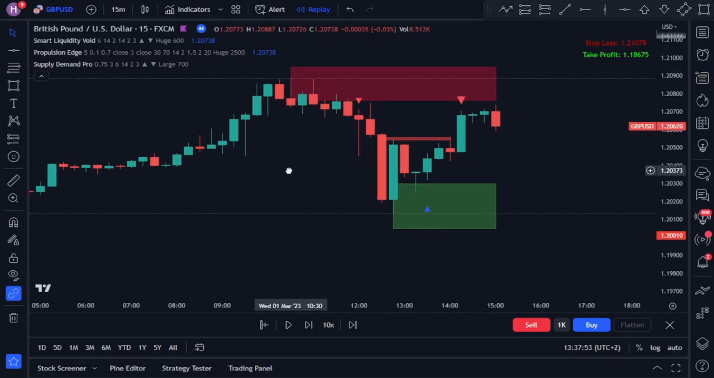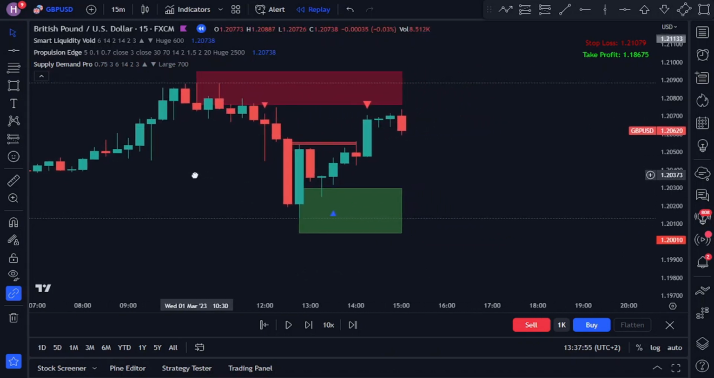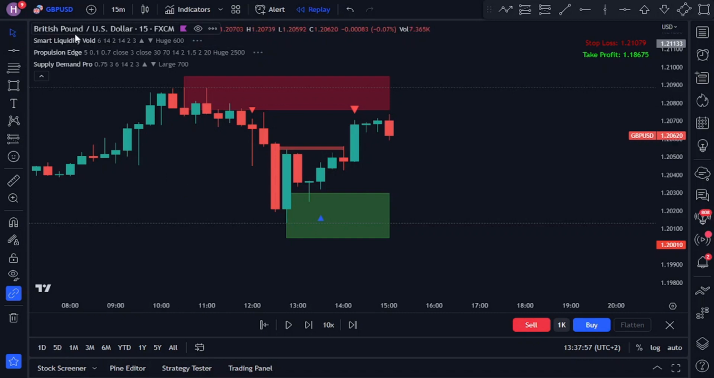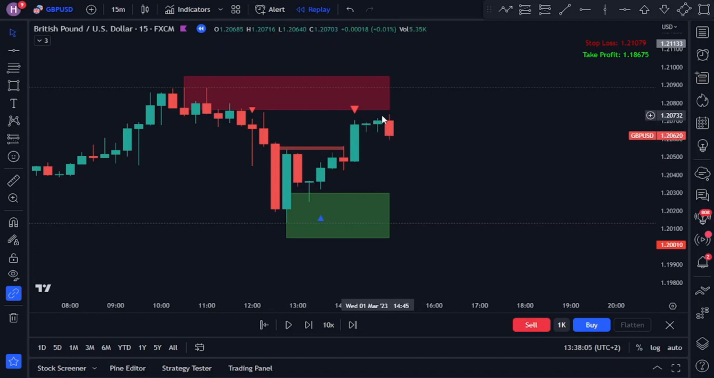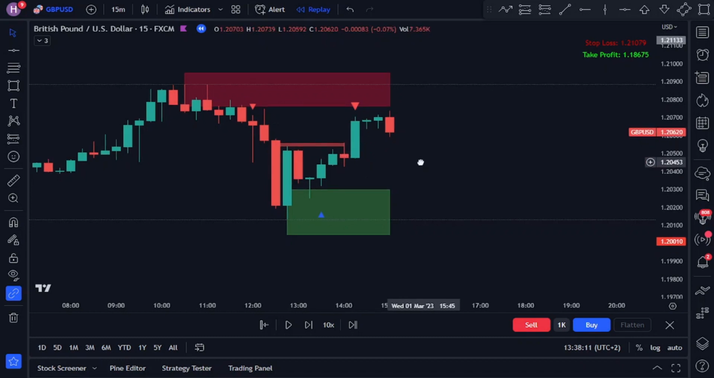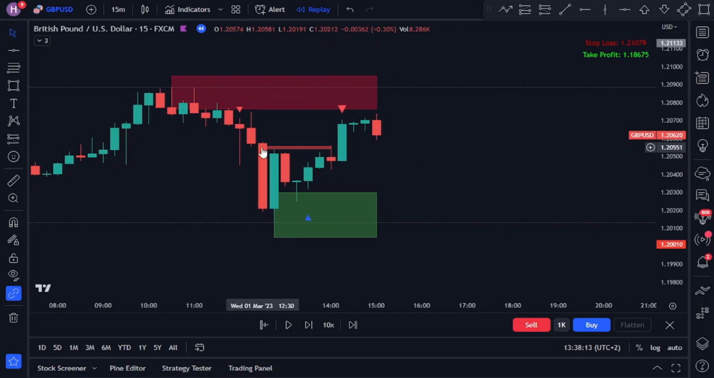On the chart, I have selected the pound against the US dollar on the 15-minute time frame. The indicator and strategy can be used on any time frame available, so feel free to test it for yourself against the instrument that you like to trade. You will notice that our Propulsion Edge has identified a potential reversal.